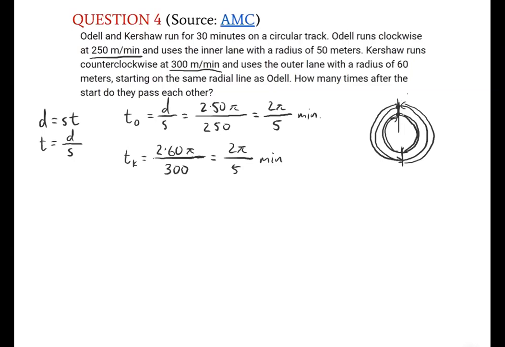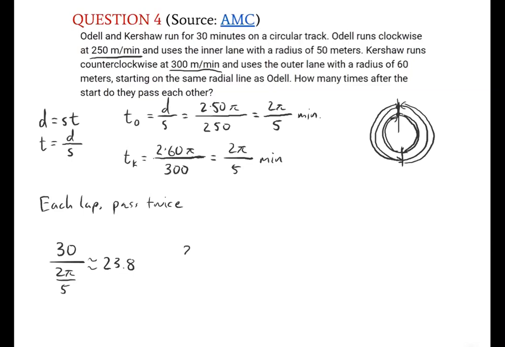So we want to find out how many times they pass each other. So basically, for each lap, they pass each other twice. So knowing that, we just want to find out how many total laps they can run in 30 minutes. So to find that, we just do 30 divided by 2 pi over 5, which is how long it takes for them to run one lap. So this is approximately 23.8. Okay, it's not a whole number, but that's fine.